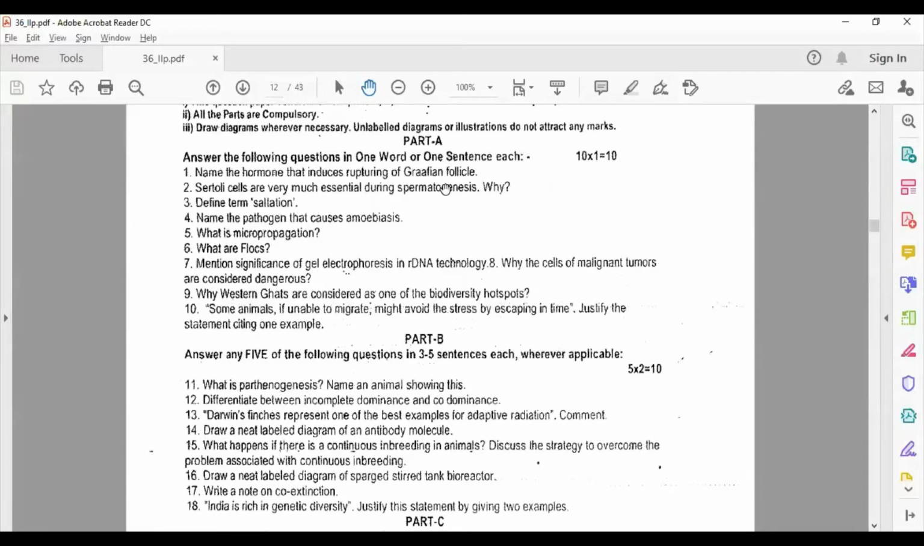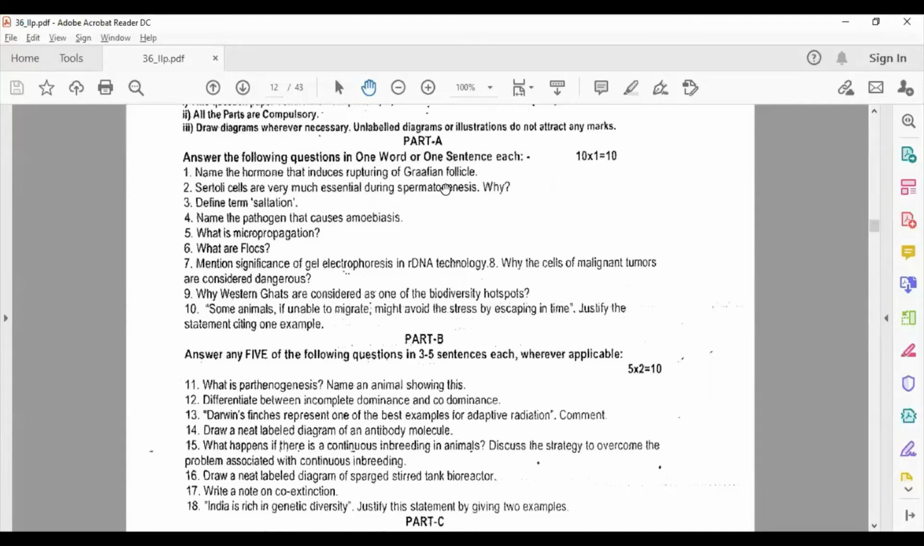What are flocs is asked from the sewage treatment concepts. Then the 7th question: mention the significance of gel electrophoresis in rDNA technology. This question is asked from, again, biotechnology. Then, why the cells of malignant tumors are considered dangerous. This question is asked from the cancer concept, that is from human health and disease. Then the 9th question: why Western Ghats are considered as one of the biodiversity hotspots. This is again from the chapter biodiversity.